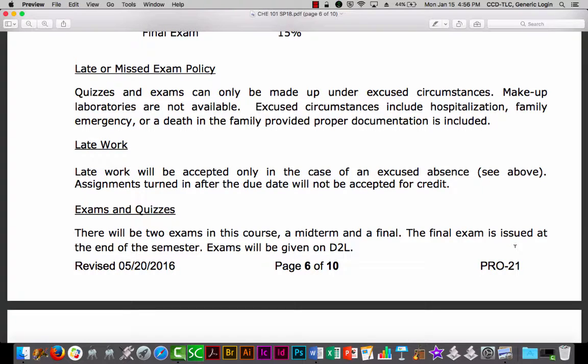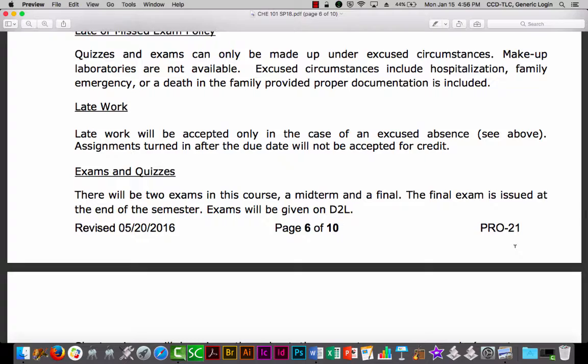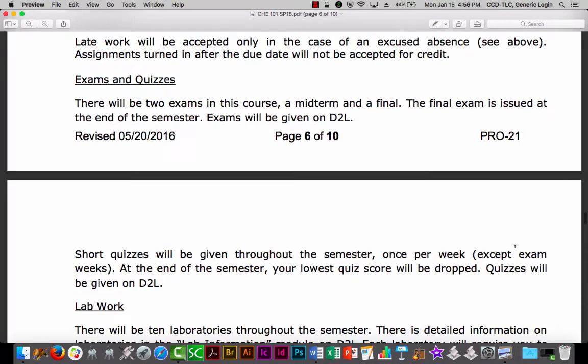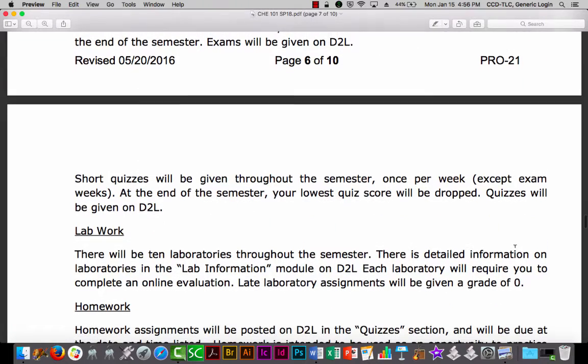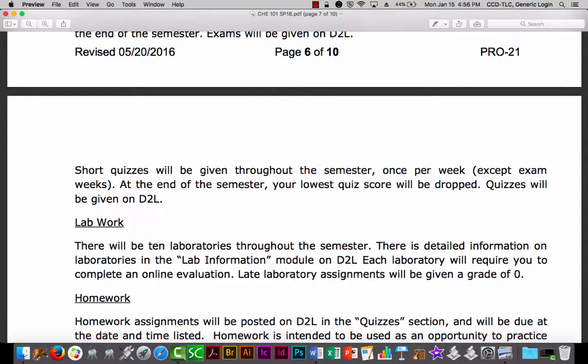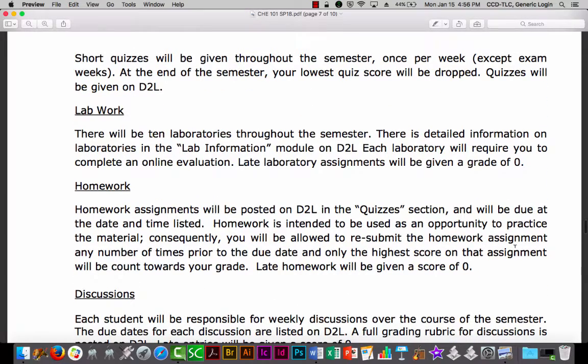Late work is only accepted in the case of excused absence. Assignments turned in late won't be accepted for credit. Again, there are 2 exams in this class, and I'll talk more about those as we get closer to that. And then you also have quizzes every week except for exam weeks, and quizzes are given on D2L, and at the end of the semester, your lowest quiz score is dropped. We have labs throughout the semester. There's more detailed information in the lab information module on D2L.